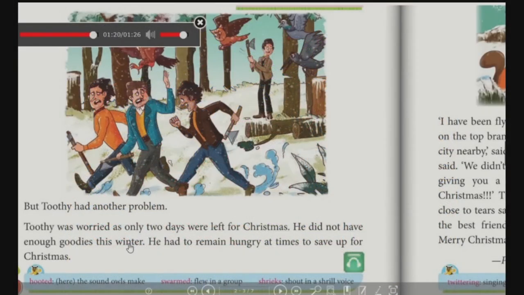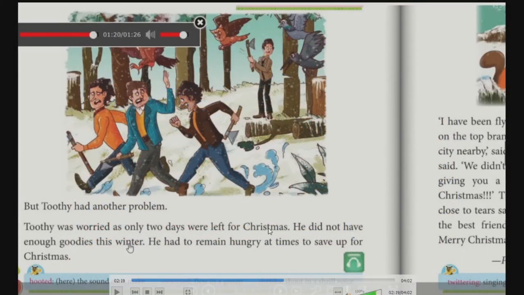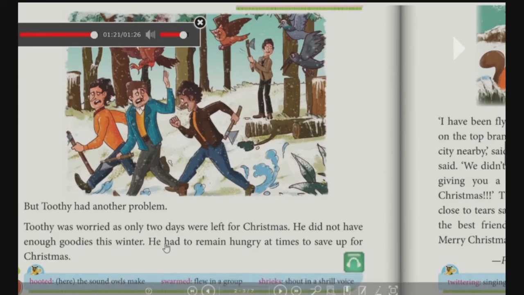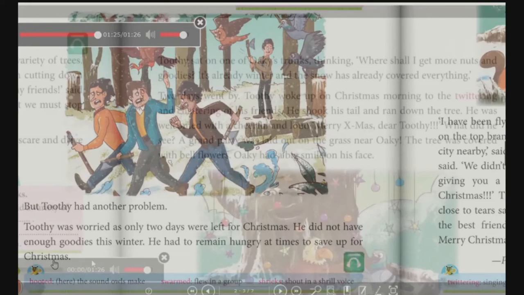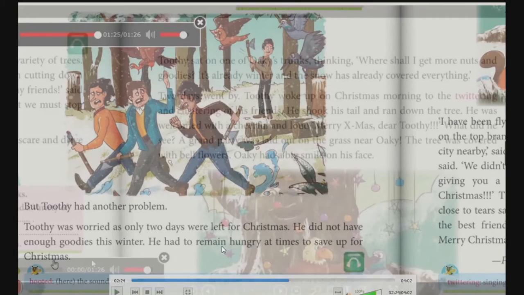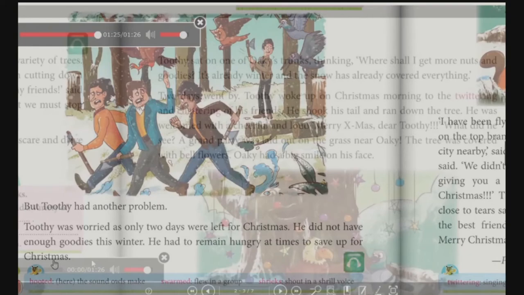In the same way, Toothy was worried about Christmas and he did not have enough goodies in that winter season. He had to remain hungry at times to save up for Christmas. Why did he have to save up for Christmas? Because this is a festival that people in the other countries celebrate with a lot of joy, with a lot of happiness. And Toothy was worried because many a times he had to remain hungry. Why did he have to remain hungry? Because if he would eat all those things each and every day, he would have nothing for Christmas.